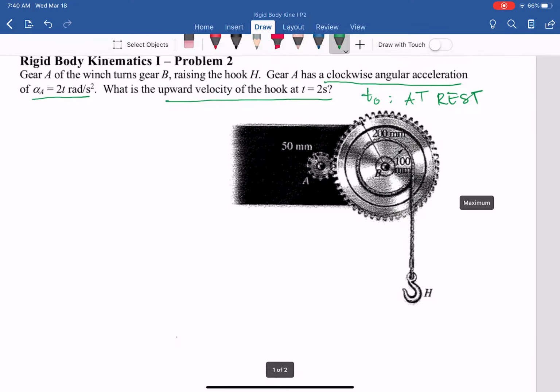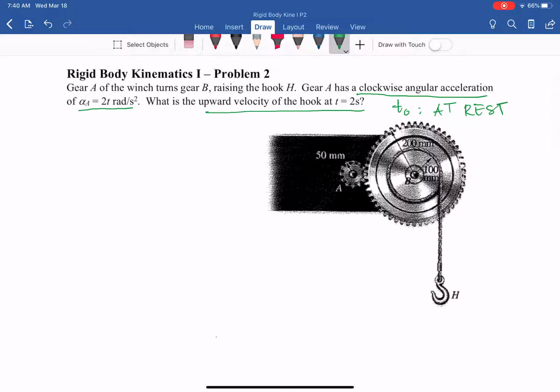So let's take it out of that figure. The first common point between gear A and gear B is the touch between gear A and B. I call that point C. And then the second common point is between the hook and gear B. So those are the common points you have, and let's call that point D.